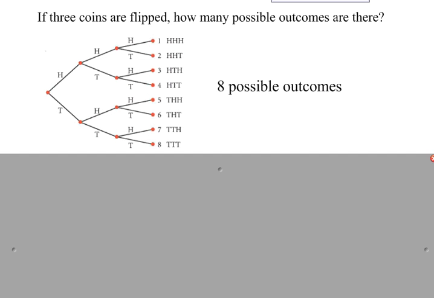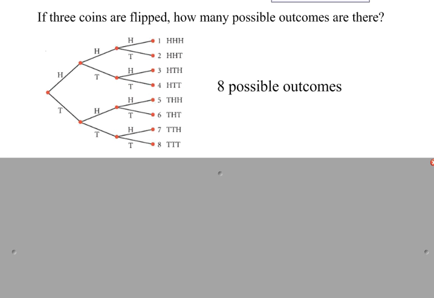If we draw ourselves a tree diagram, we know that on the first flip we could have a heads or a tails. On the second flip, we could have a heads or a tails. And on the third flip, of course, we could have a heads or a tails. By counting the total number of pathways, we see that there are 8 possible outcomes.